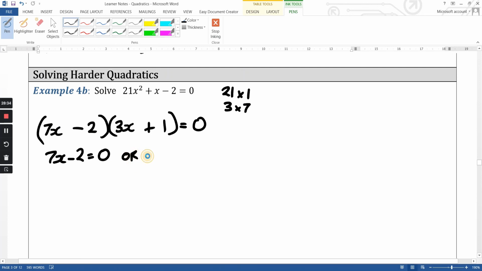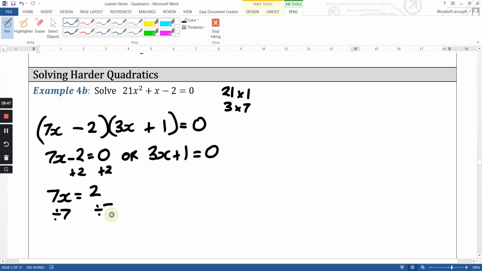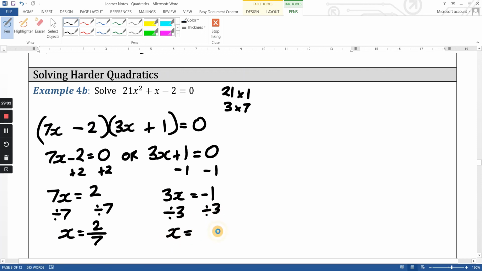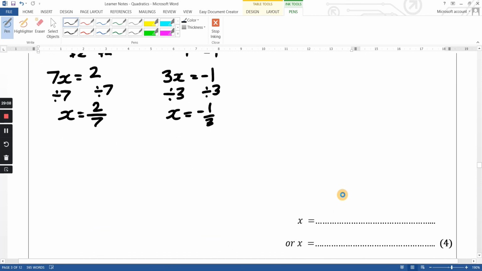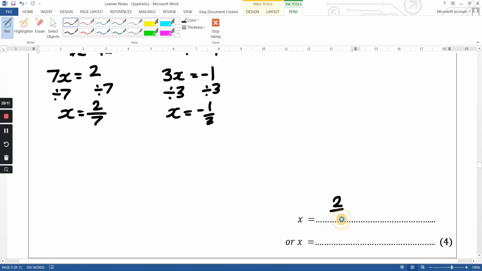And now you can go to the next step, and let's add 2 to both sides here, and let's divide by 7. So your first answer is 2 over 7. Let's leave it like that. Let's minus 1 from both sides. Divide both sides by 3. So x equals minus a third. There's your two answers. Yep, 4 marks for doing that.